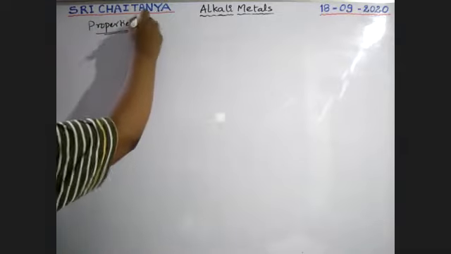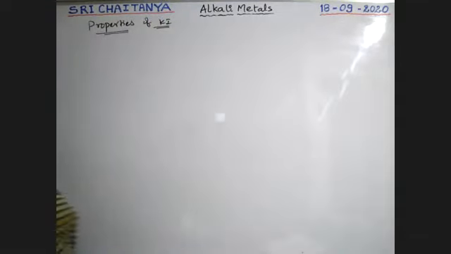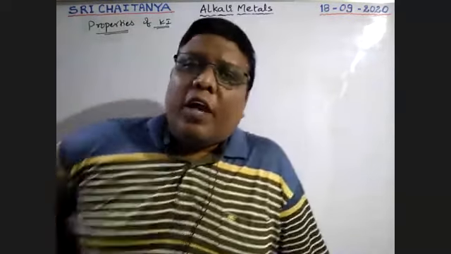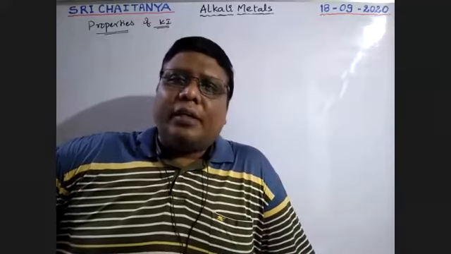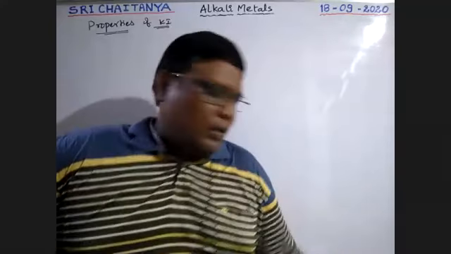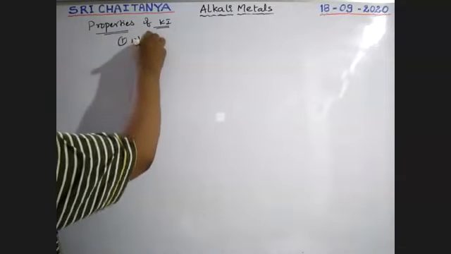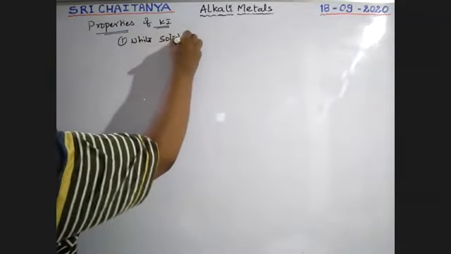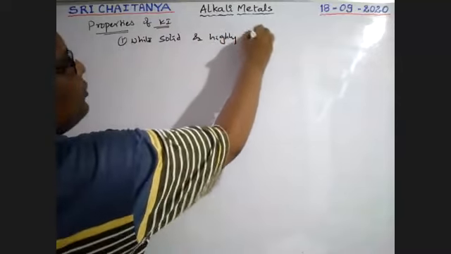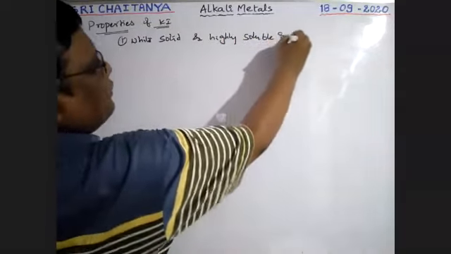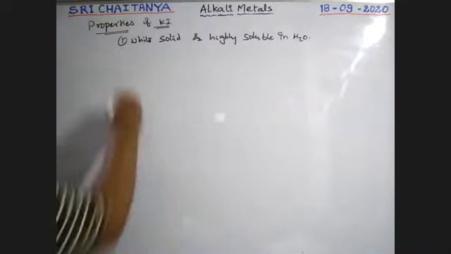Properties of KI, boys. Potassium iodide is a white solid which is highly soluble in water. So see here, it is white solid and highly soluble in water.